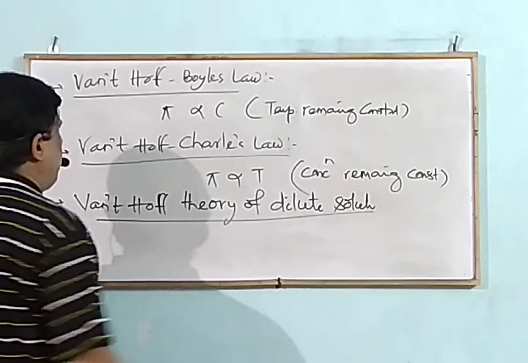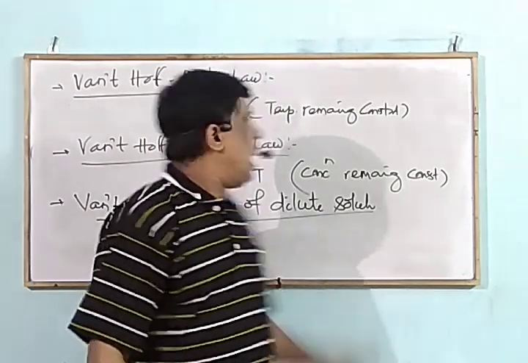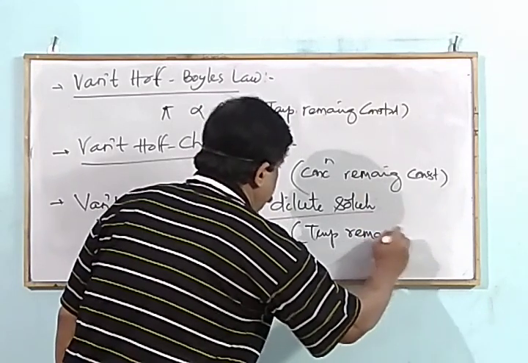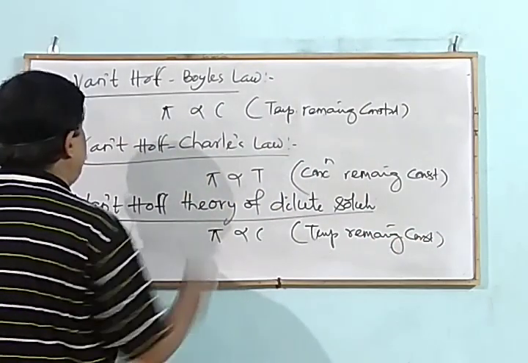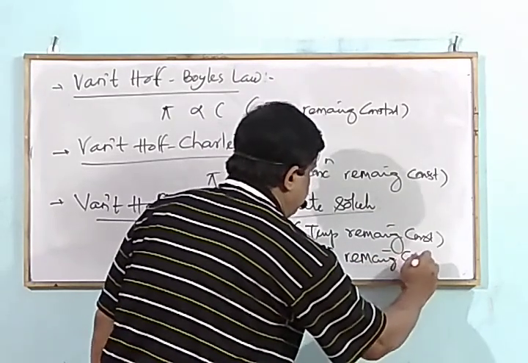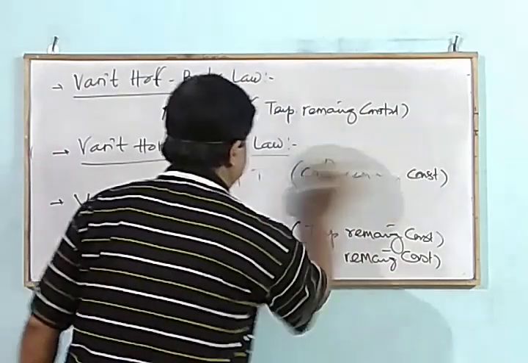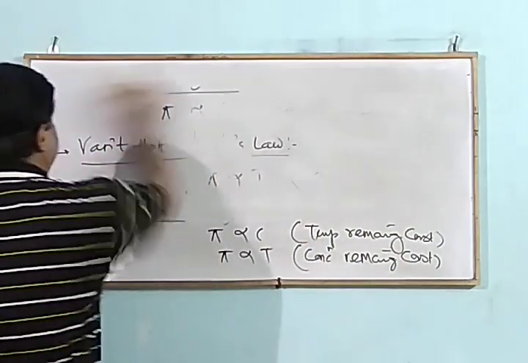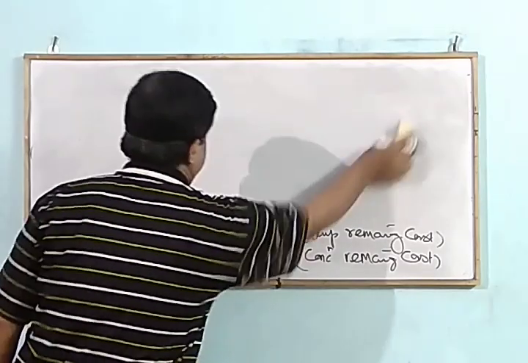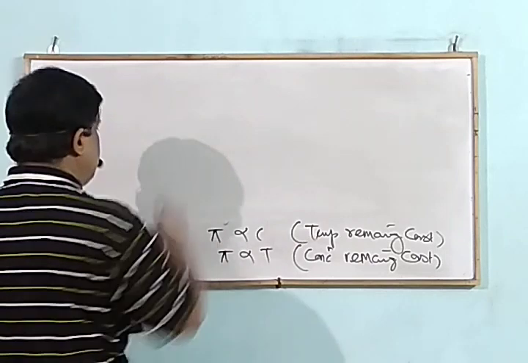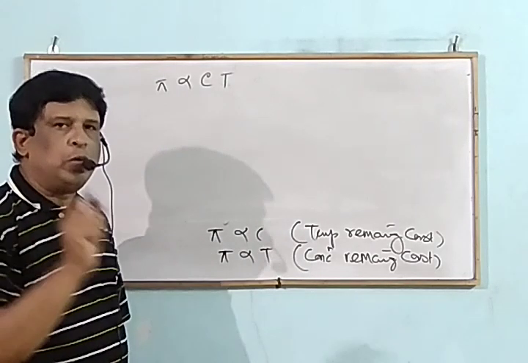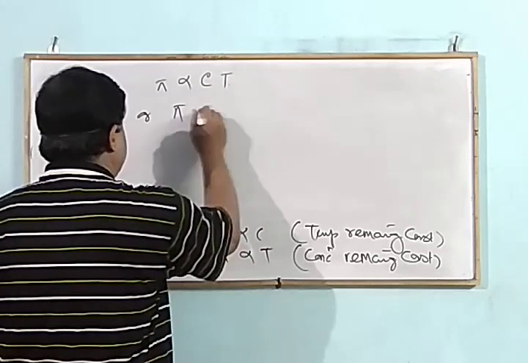This is derived by taking Boyle's Van 't Hoff law and Charles Van 't Hoff law. According to Boyle's Van 't Hoff law, pi proportional to C, temperature remaining constant. And according to Charles Van 't Hoff law, pi proportional to T, concentration remaining constant. Combining these two laws, we have pi proportional to CT. If we remove the proportional sign, we put an equal sign and a constant, or pi is equal to CRT.